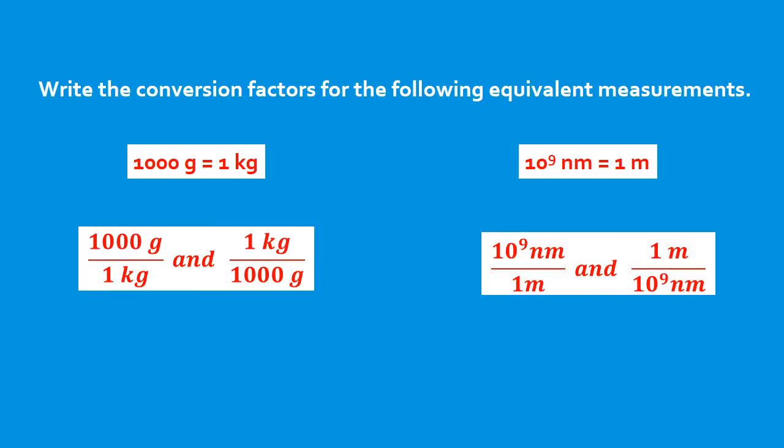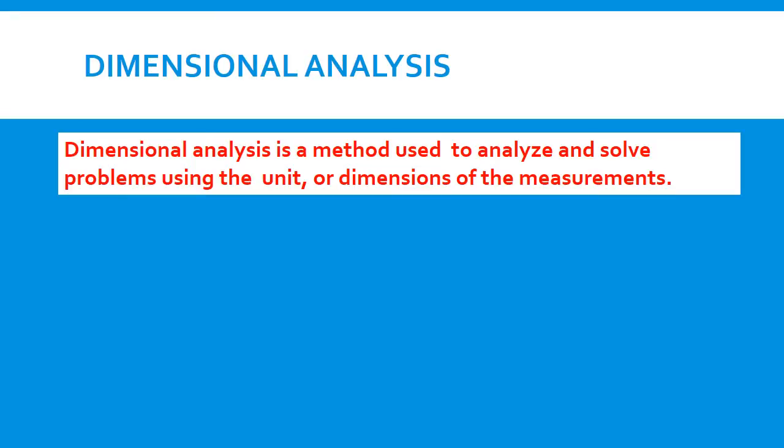We have 10 to the 9 nanometers in 1 meter, or 1 meter in 10 to the 9 nanograms. So these are our equivalent statements, and we've gotten our conversion factors from these. In dimensional analysis, we use it to solve problems, and we don't just look at the numerical value as you've done so many times before. You're just looking at the numerical value, multiply or divide it, and you get an answer.